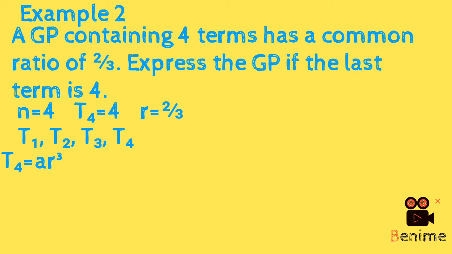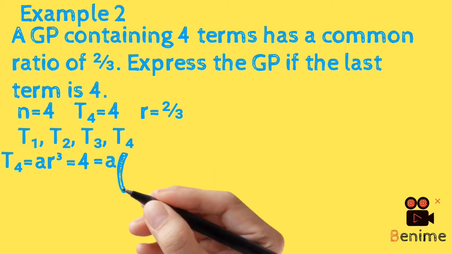So in this equation, what we can look for is A. And looking for A means we're finding the first term. A is the first term. So we are still on the question which says express the GP. Expressing the GP means finding the first term, second term, third term, and fourth term. So in this process, we are going to find the first term, which will now leave us with the second term and third term left. But we already know the first term, remember. So T4 is equal to AR raised to the power of 3. And T4 itself is 4.